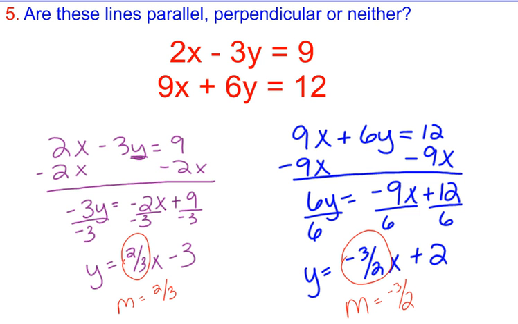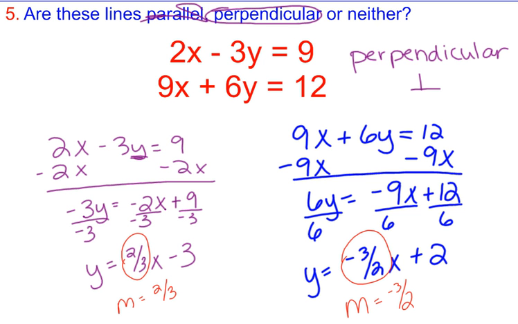So I know right now these lines are not parallel. They don't have the same slope. So now look at their slopes. Are they opposite reciprocals? I'm going to say yes, right? I mean, don't they look like they're opposite reciprocals? The opposite reciprocal of 2/3 is negative 3/2. So when they ask me, are these lines parallel, perpendicular, or neither, my answer is perpendicular. Or if you wanted to use the symbol, I would take that also.